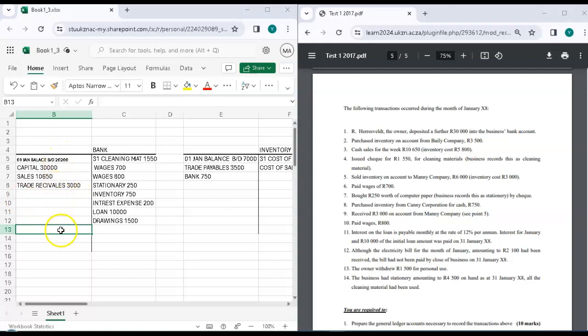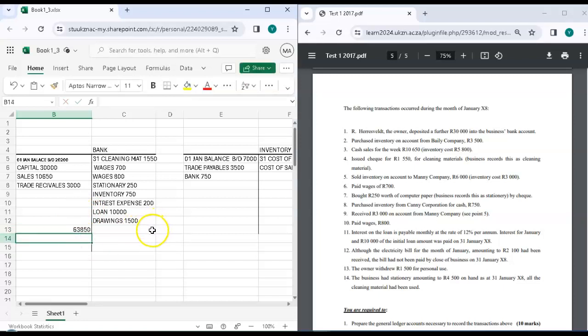So I need to total up all these numbers and put it over here. So if I total it up, that's 20,200 plus 30,000 plus 10,650 plus 3,000. Okay, so that gives you, let me do it on a calculator. Yeah, I had an equal to sign instead of a plus sign, but it's fine. Okay, there we go. 63,850.